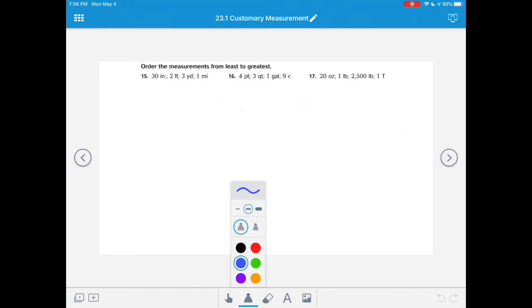Okay, the next and last part that we're going to go over together today is ordering measurements from least to greatest. Now, this is where some common sense is very handy, or a handy chart. So if you don't know these measurements, it is helpful to look at that picture at the very beginning that I'm posting on Class Dojo for you, so you can easily compare these different units of measurement.